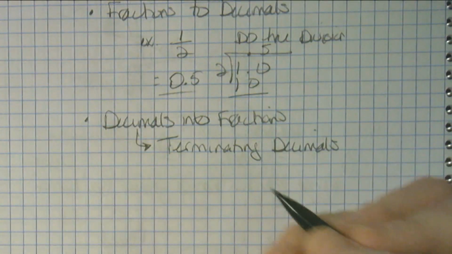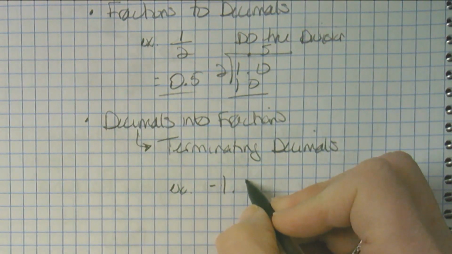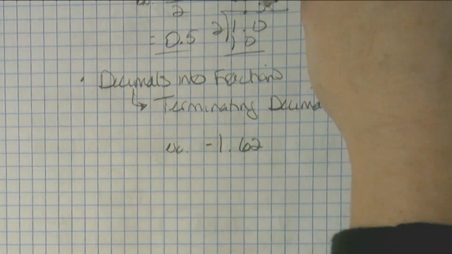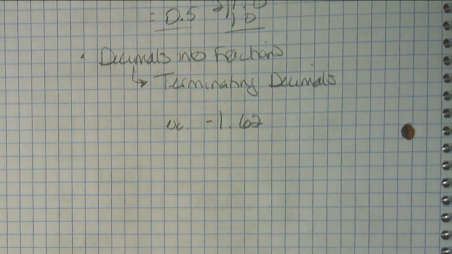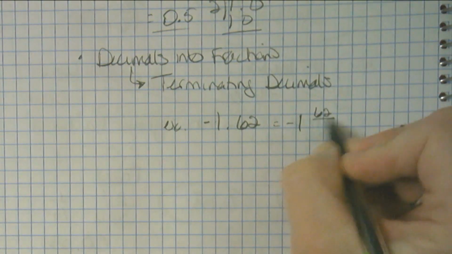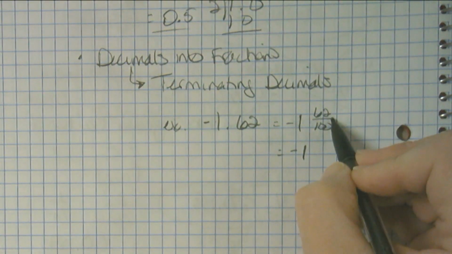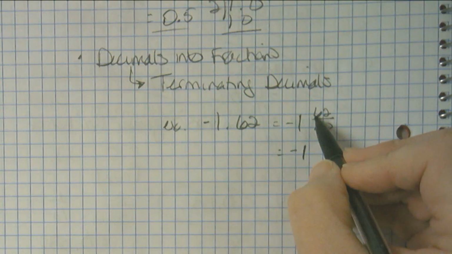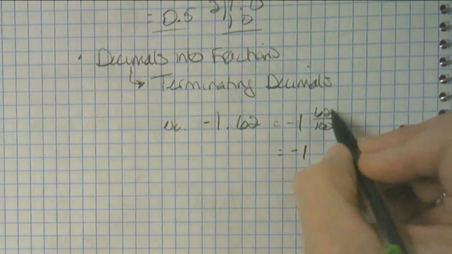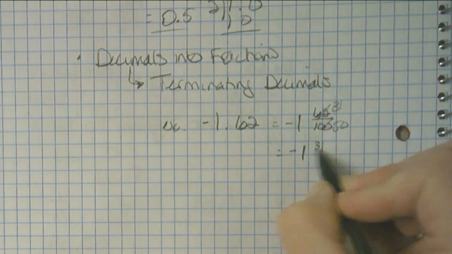So something like negative 1.62. Somebody write that as a fraction for me. Ada? Yep, negative 1 and 62 over 100. That negative 1 I'm going to leave. 62 is divisible by 2. That gives me 31. 100 divisible by 2 gives me 50. So this is 31 and this is 50. So it's negative 1 and 31/50ths.